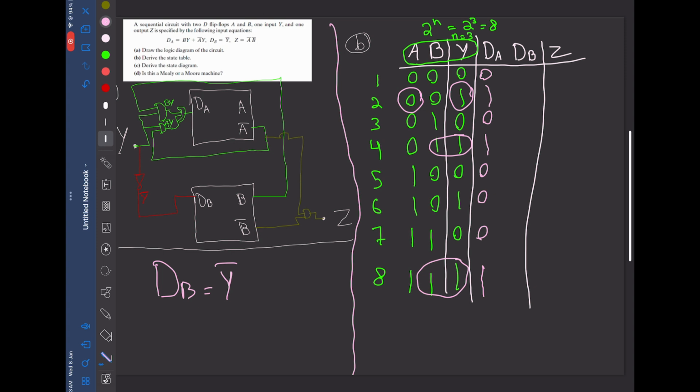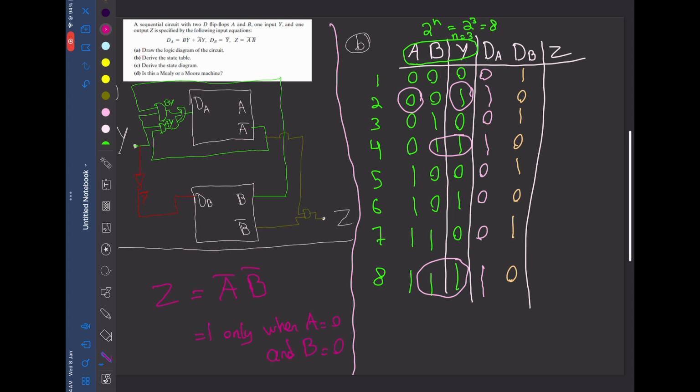Now, DB equal to Y bar, I suggest you pause the video and do it yourself as well. This is just the opposite of Y, so we just flip them. Also the Z, I suggest that you stop and do it yourself. Okay, so Z equal to A bar B bar. So A has to be equal to 0 and B has to be equal to 0, both of them. Because the A bar is the opposite of A. So if it's 0, the A bar is going to be 1. Okay, so only in these cases, the rest are zeros. That's how we solve this.